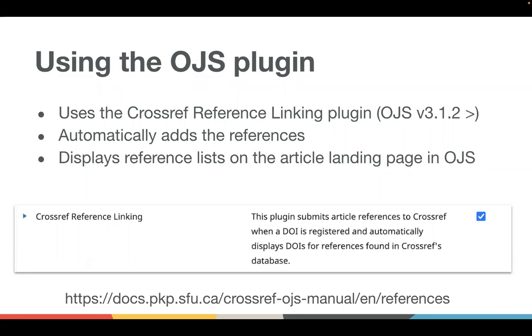Now, not all content is going to have been registered with us, but if it is and it has a DOI, then that will be returned for the submitted reference. And the plugin will also display the reference list on the landing page of the article in OJS.